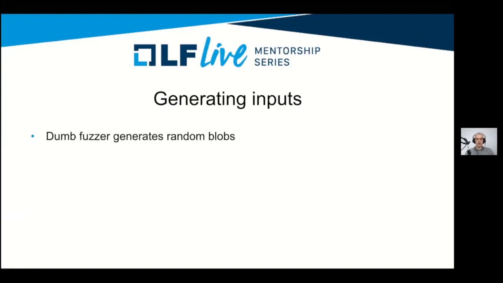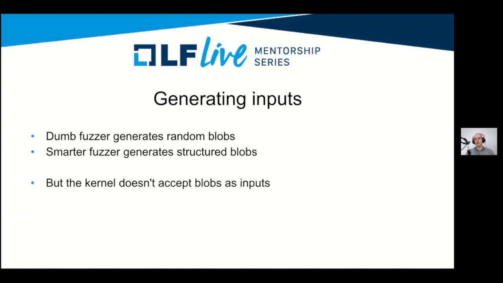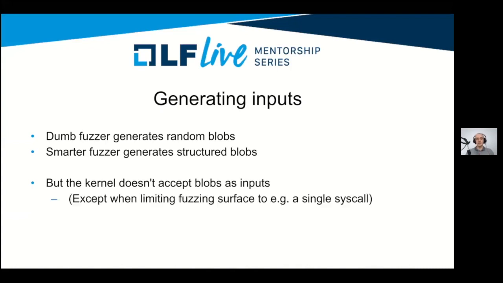All right, now let's talk about generating inputs. As I mentioned, the simplest approach to generating inputs is just generating random data. A little bit smarter approach would be generating structured data. But we have a problem. The kernel does not accept data as inputs. It expects syscalls, right? You could limit your fuzzing surface to a single argument of a single syscall, but we would like to find an approach that works in general for all kinds of inputs that the kernel has.